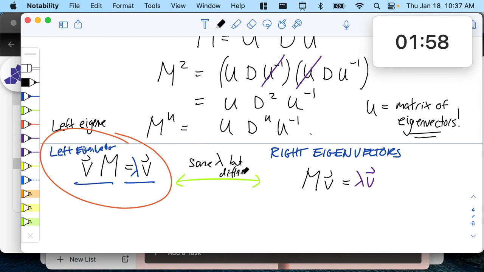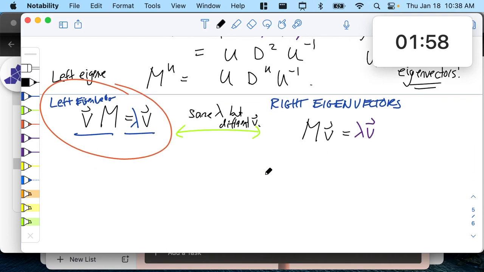Okay. So just watch out for that, because if you go to a computer program and say, please give me the eigenvectors, they will often assume you mean the right eigenvectors. So if you just take M and call NP dot eigenvectors, it'll give you the right eigenvectors. And we want the left ones. One way to get around that is you just put in M transpose. If you transpose the M, it'll turn all the lefts into rights. Okay, just watch out for that.